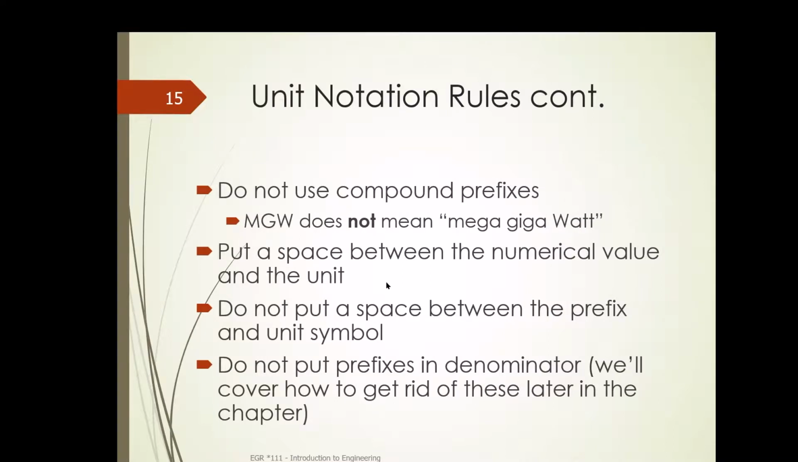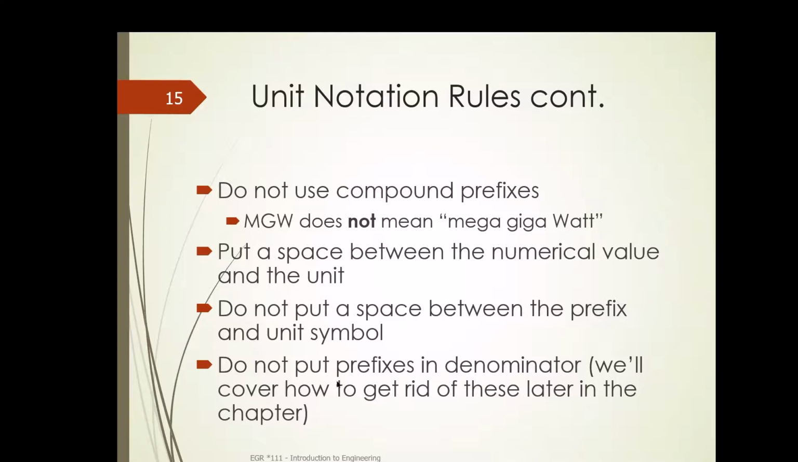Okay, so put a space between the numerical value and the unit. So don't write it right next to it. Put a space in there between them. So like 5 meters, 5 space m. Okay. Do not put a space between the prefix and unit symbol. So if it was 5 kilometers, it'd be 5, put a space, km.